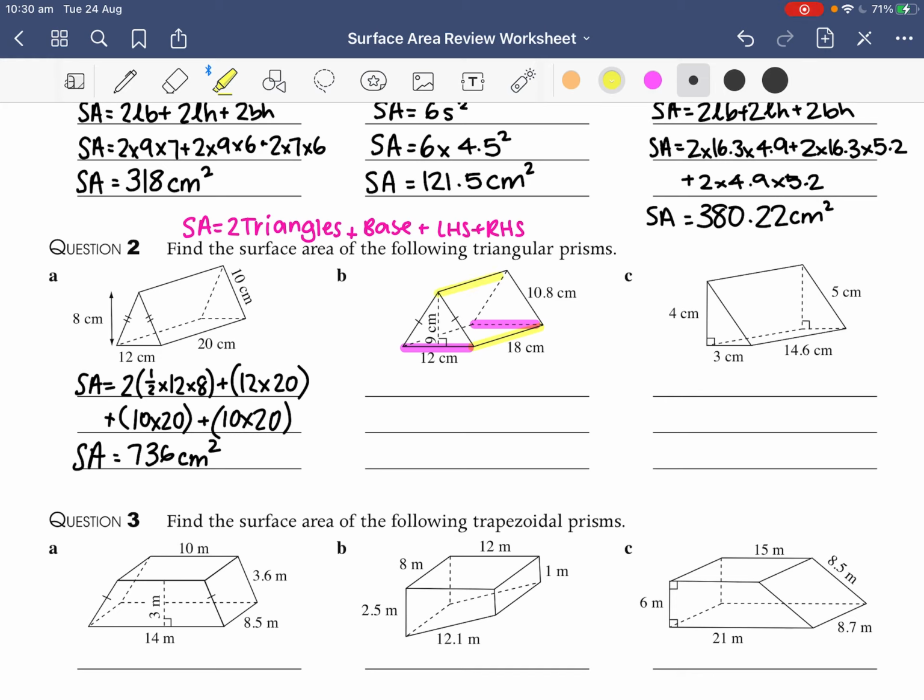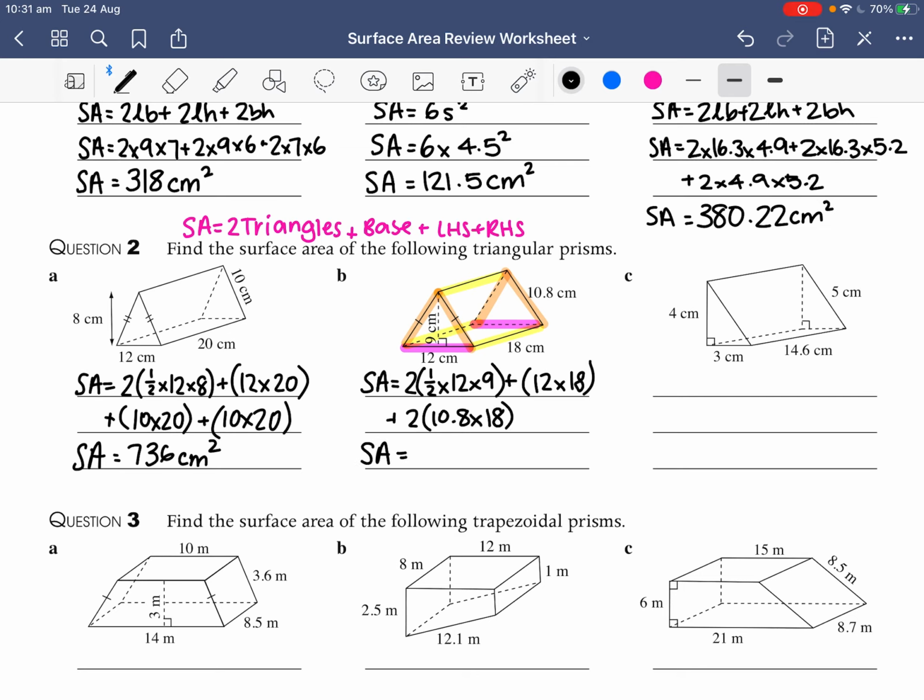We have that this is worth 18, and we have that these sides here are worth 10.8 because it's an isosceles triangle. So our surface area equals 2 lots of our triangle, so 2 lots of a half times our base of 12 times our height of 9, plus 2 lots of our base, so our base is 12 by 18, plus we have 2 lots, because it's an isosceles triangle, our left-hand side and our right-hand side are the same. So we'll have 2 lots of 10.8 times 18.